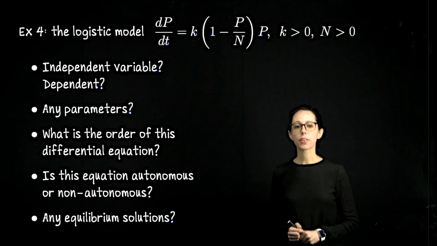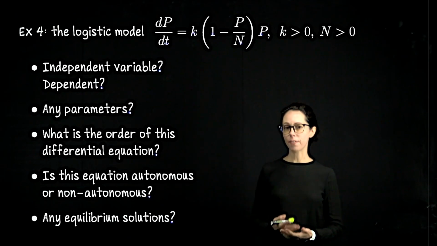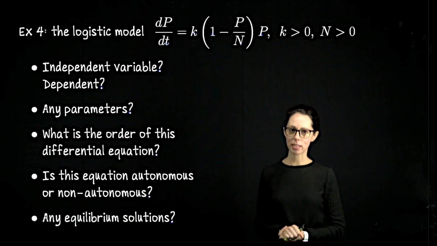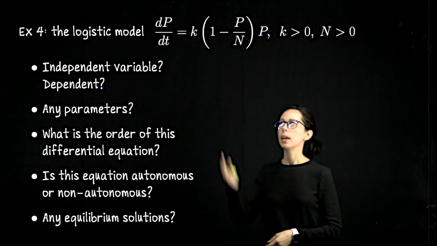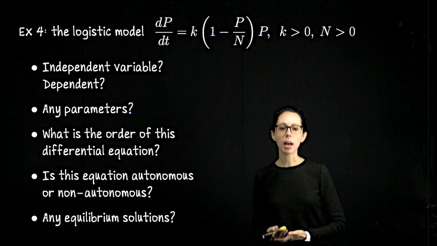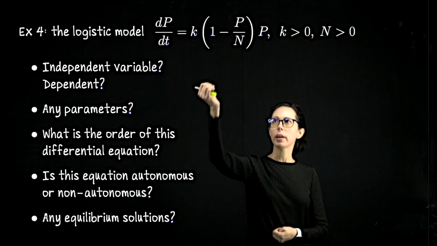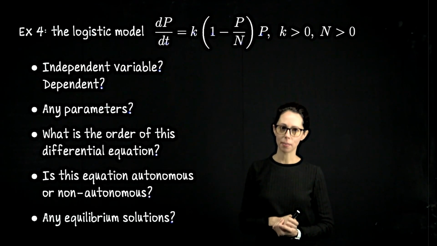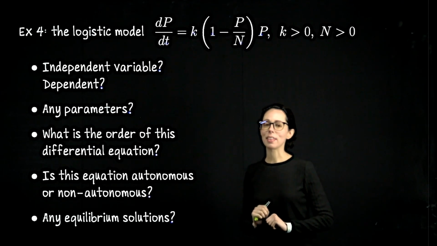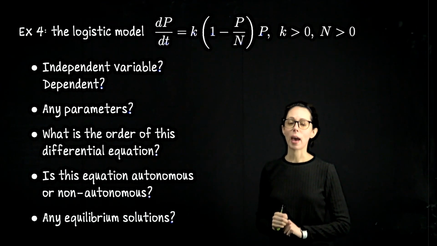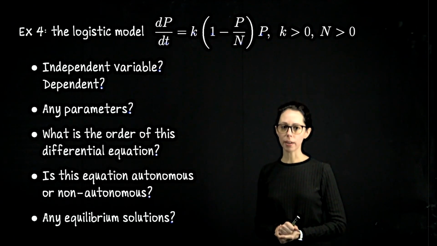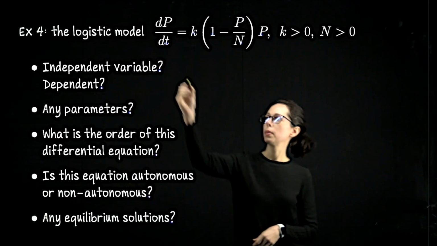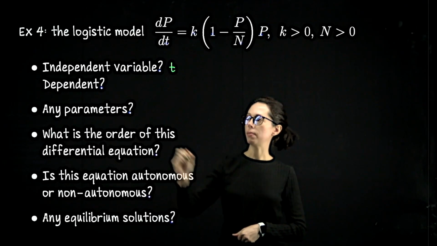Let's repeat that analysis for this example. Again, this is a very famous model that we are going to look at in greater detail, so I don't want to go into the scientific context for this differential equation. But what we have here is dp/dt equals some positive number k times the quantity 1 minus p divided by a positive number n, times p. So I will just say that this is used for populations. So we have dp/dt represents the rate of change of a population with respect to time. So our independent variable is t, and our dependent variable is p.